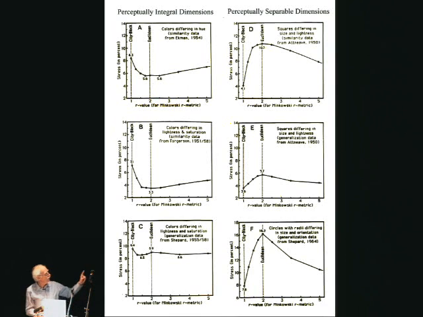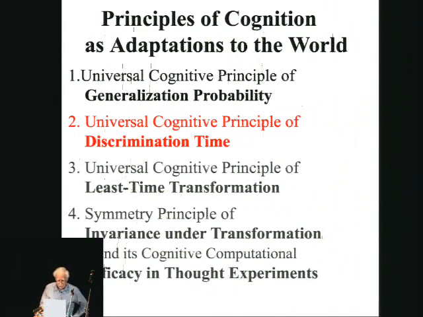On the other hand, if you go to stimuli where the dimensions are separable, like squares varying in size and brightness, or things varying in size and orientation, where you can clearly attend to one dimension versus the other, then you get just the opposite: you get the lowest stress for the city block metric at R equals 1 and actually get the highest stress around the Euclidean value. So much for generalization probability.